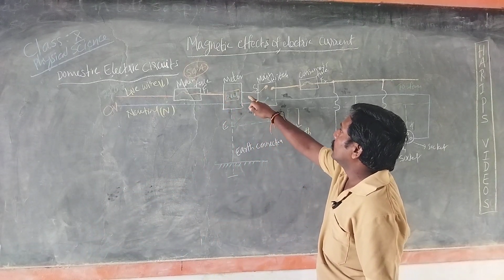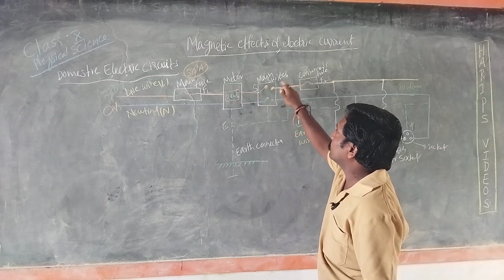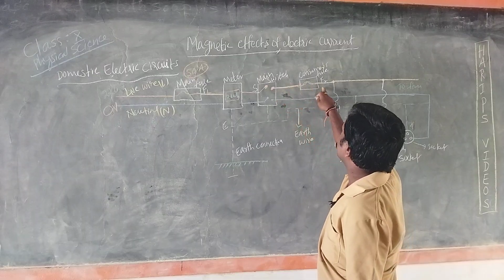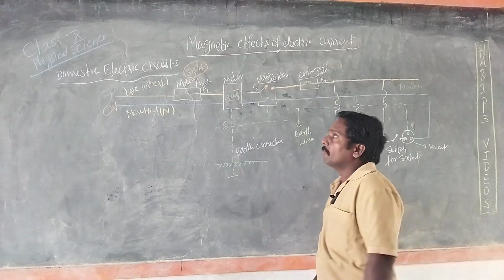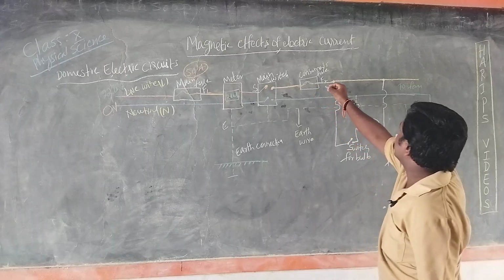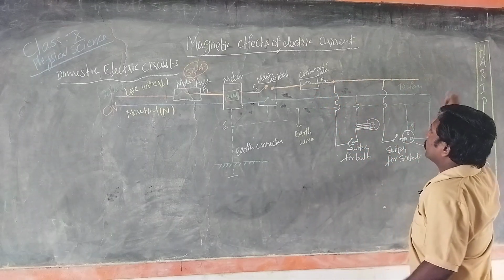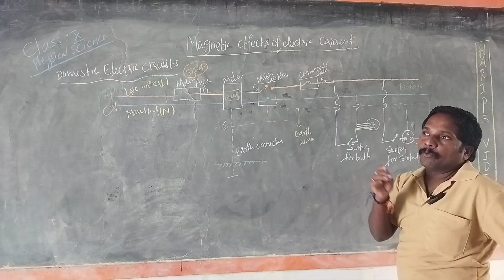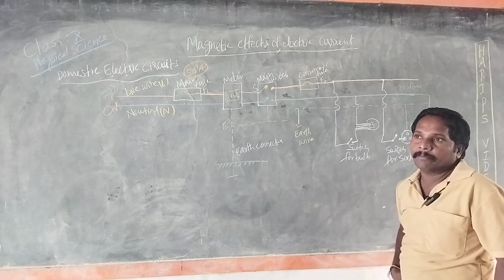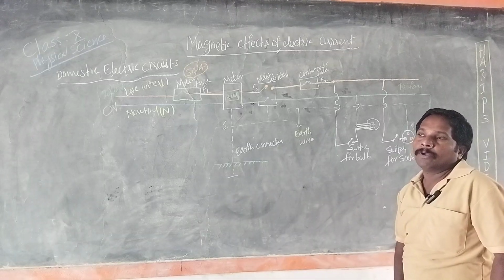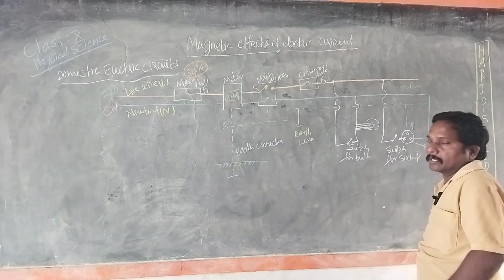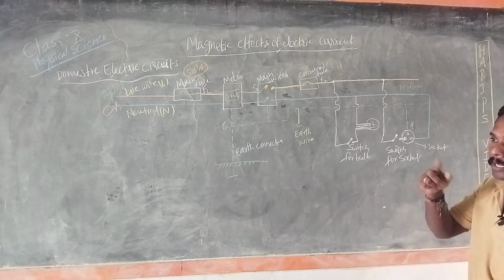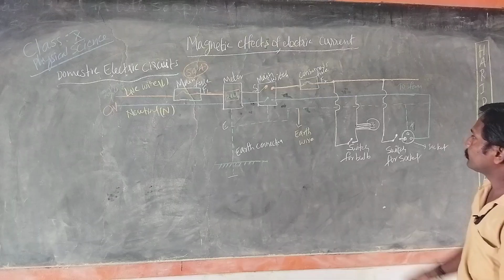From the electric meter, the wires go to the main switch, and from the main switch to the consumer's fuse. Then from the consumer's fuse, connections go to different electrical appliances. As we know, we give the connections parallelly. Household electrical appliances are connected parallelly, as we learned in the chapter on electricity.